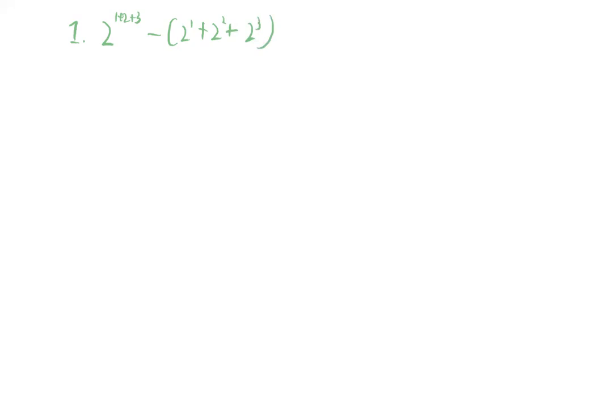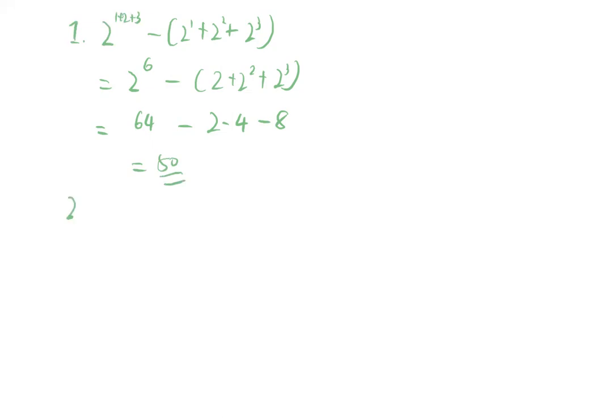What is 2 to the power of 1 plus 2 plus 3 minus 2 to the power of 1 plus 2 to the power of 2 and 2 to the power of 3? There's really not much to say about this problem. You can just do it like this. We know that 2 to the power of 6 is 64. So we can get these answers instantly, and this is basically 50.